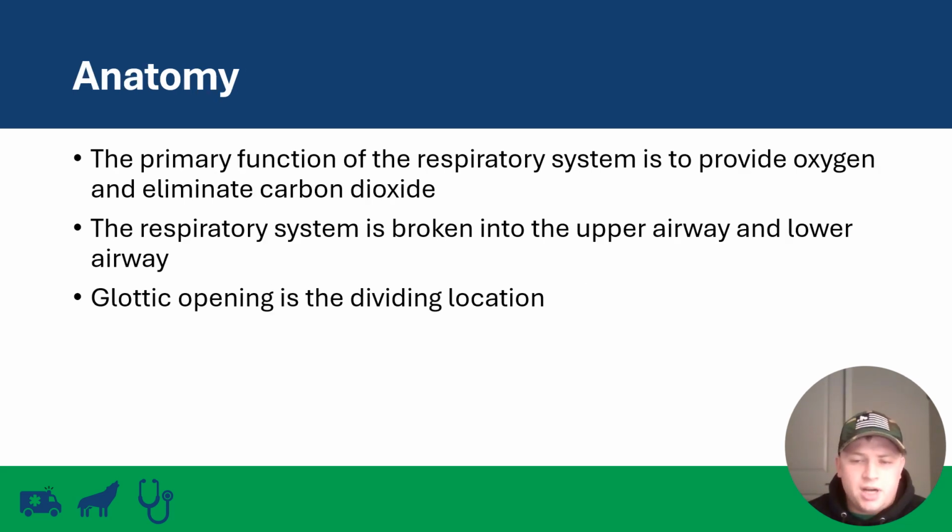So the primary job of our respiratory system is to make sure that we have that oxygen and that we eliminate that CO2. We can break the respiratory system down into the upper and the lower airway. The structure that splits it in half is our glottic opening, or the opening into our trachea. Everything above the glottic opening is considered the upper airway, and everything below the opening into the trachea is considered the lower airway.